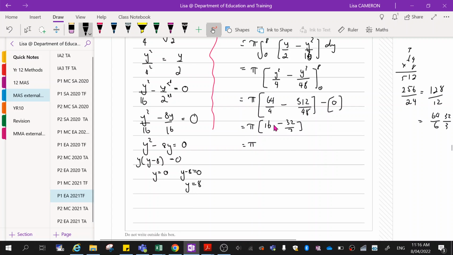So pi. So if I do 16 times 3, that'll make them both have the same base. So let's do that. So 16 times 3 is going to be 48. So 48 minus 32. It's going to be 16 over 3, and that's pi left on the end. Now, they didn't put it, but it should be units cubed here.